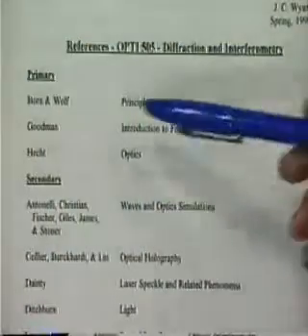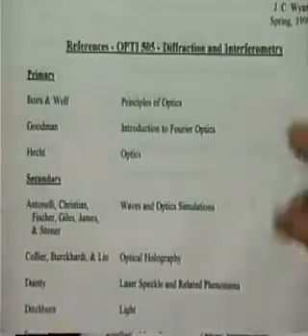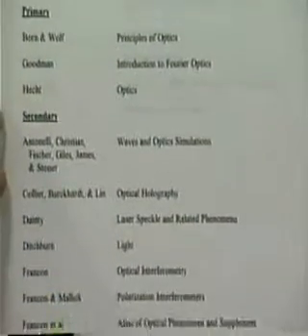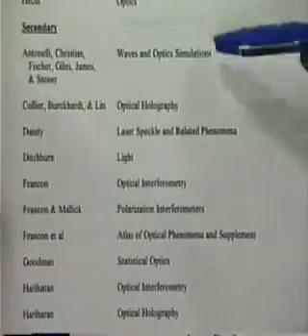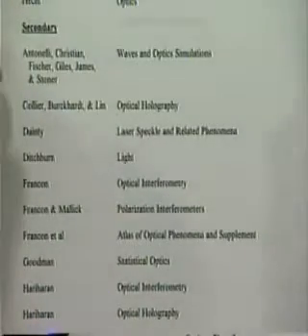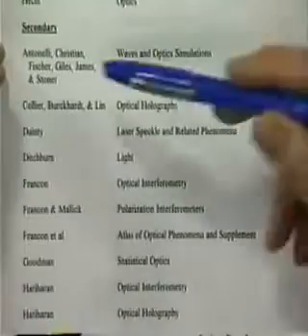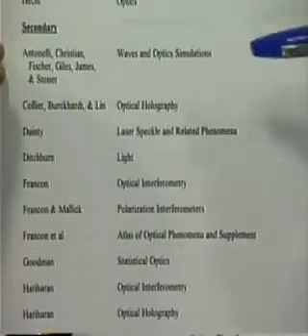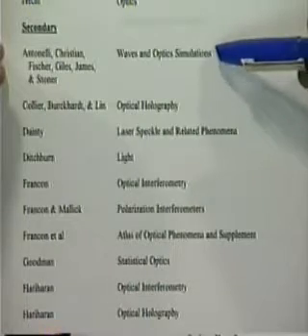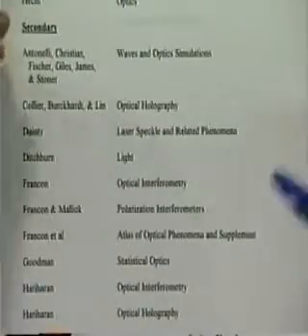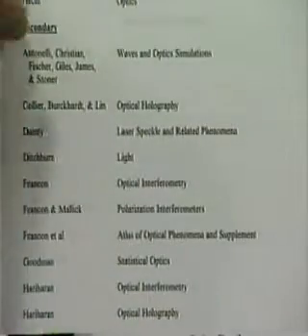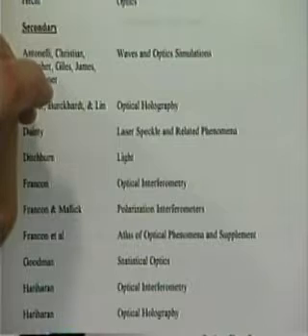Then I list a whole bunch of secondary references, and let me spend a little time going through these. These are not references that I think you should go out and spend your money on, but every now and then they're interesting to look at. The first one is by several authors, Waves and Optic Simulations. I added this book, I guess, last year to my list. The thing I liked about it was it had some software in it that gave you little simulations of interference and diffraction as well as other things.